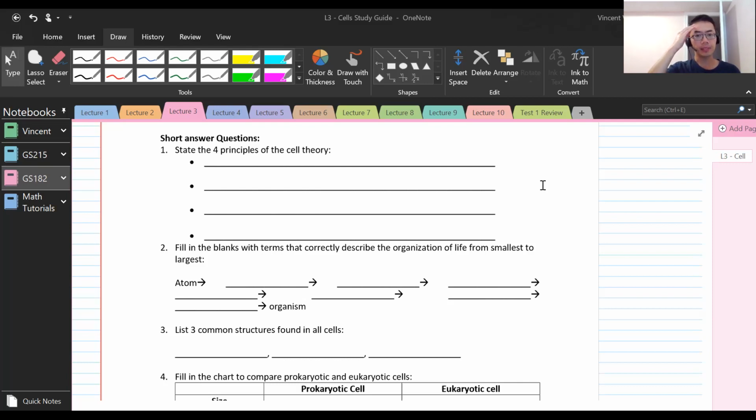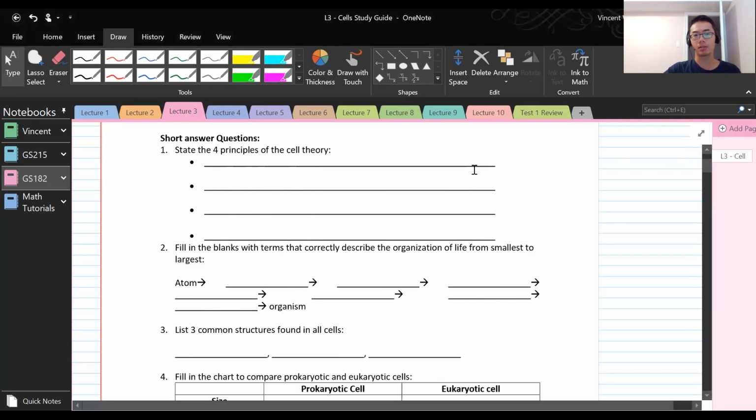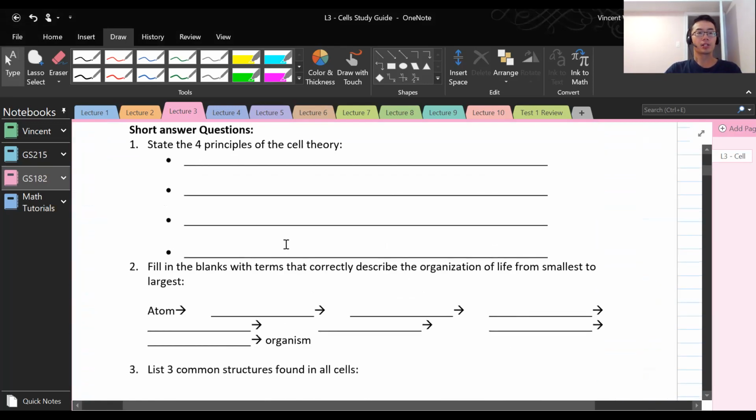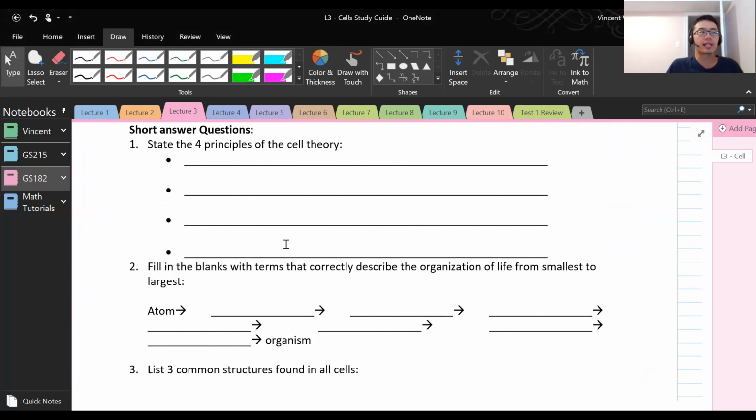Today's lesson is on cells, and it's quite an easy lesson. It shouldn't take very long. So first one: state the 4 principles of the cell theory.